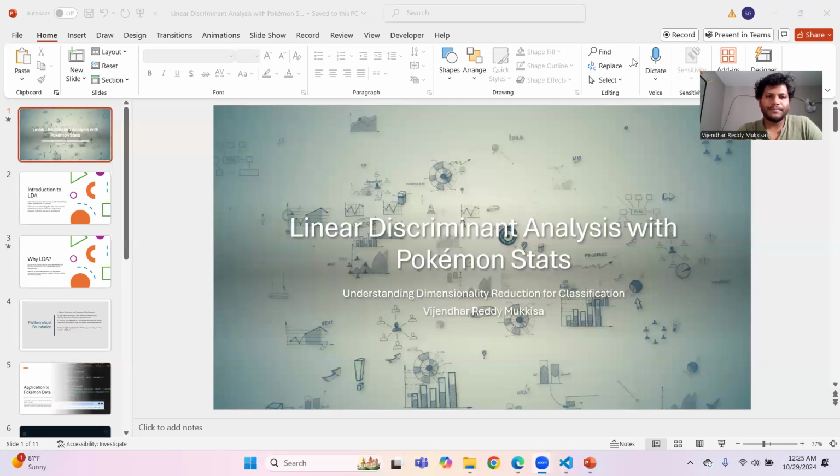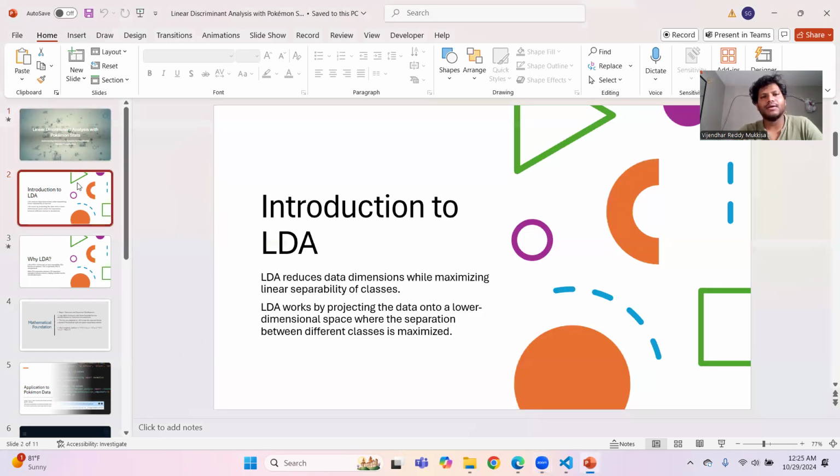Hi guys, good evening. I would like to present a case study on linear discriminant analysis with Pokemon stats, which is like understanding dimensionality reduction for classification, presented by Vijender Reddy Mukesa. Coming to the next slide, introduction to LDA.